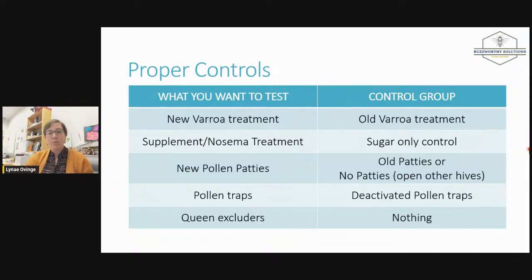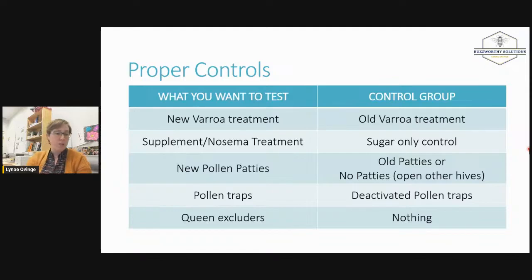If you want to test a supplement or nosema treatment, these are generally put in sugar water. So you want to have a sugar only control so that we're not comparing some hives that had a cup of sugar dumped on them with some hives that weren't opened and didn't get a cup of sugar dumped on them. You want to test new pollen patties, your control group is your old patties, or maybe you never used to use patties before. So your control group is no patties, but then you want to open the other hives because we often are putting patties on March 15th when it's 4 degrees out and we can chill hives. So you might as well flip some lids and simulate it, right?